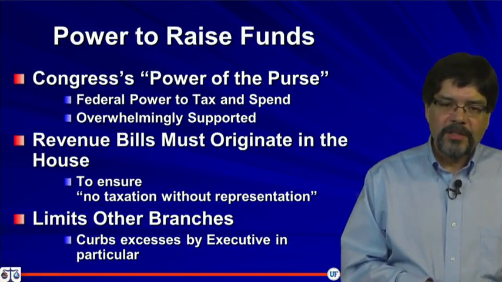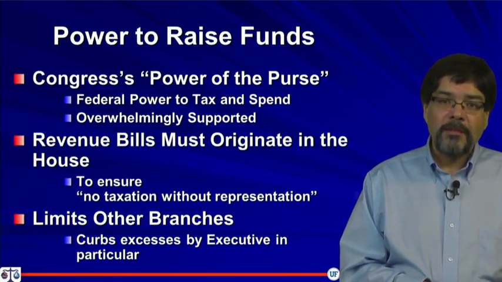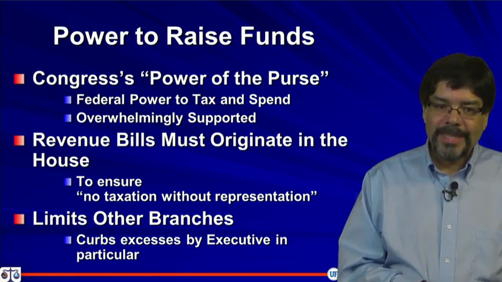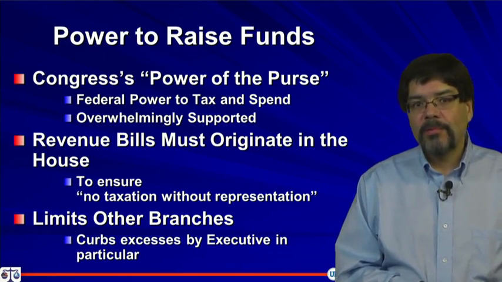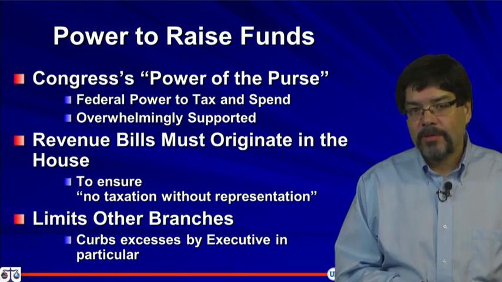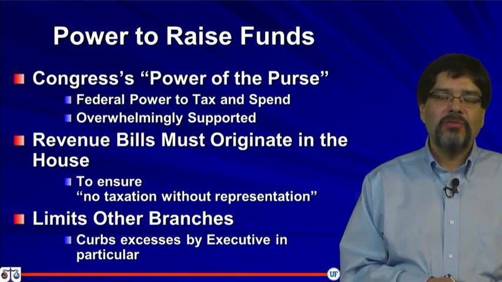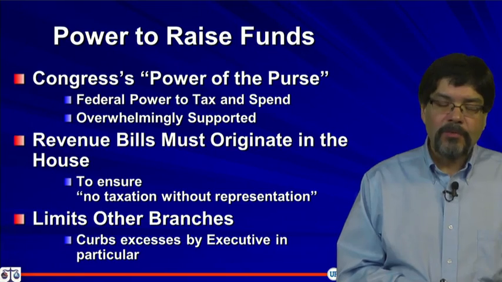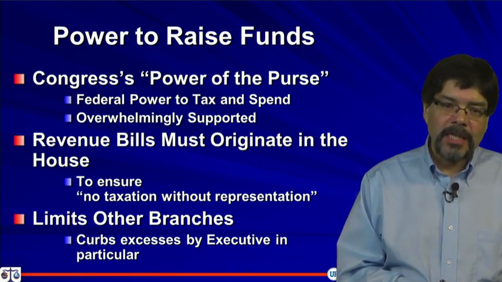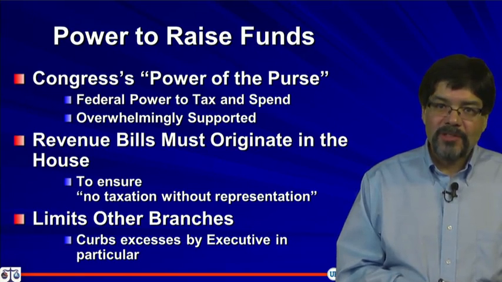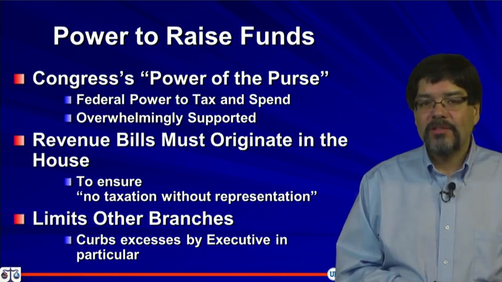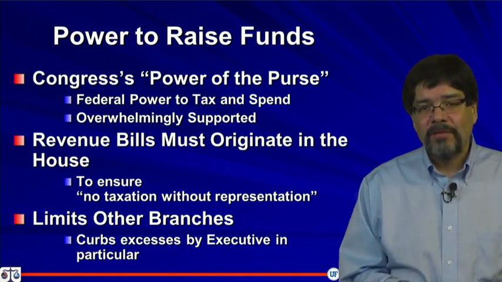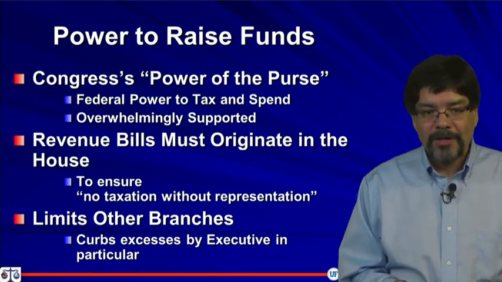The power to raise funds. Congress literally has the American national power of the purse. It includes the federal power to tax and spend, and this was overwhelmingly supported by our founding fathers. It was considered absolutely essential to having a national government, that national government should be able to raise money. Revenue bills, however, must originate in the House, and this is to ensure a concept that many people have heard before: no taxation without representation, because that was, after all, one of the fundamental complaints of the colonists at the time of the Revolutionary War.